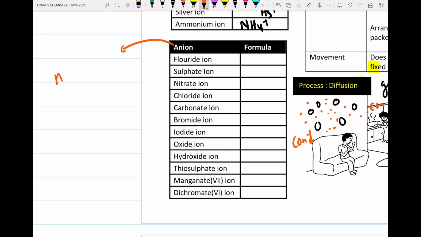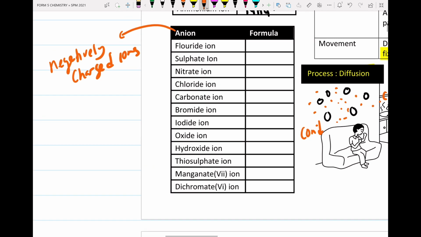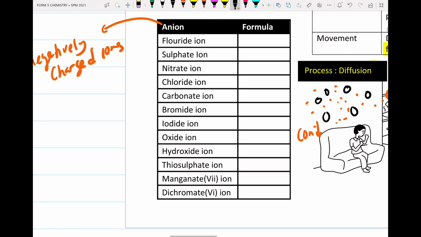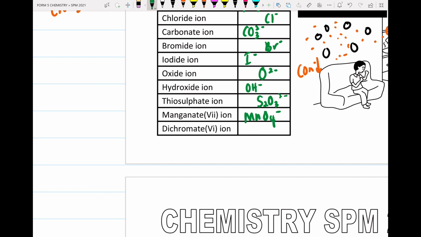Anion is known as negatively charged ions or negatively charged particles. So for these negatively charged particles or ions, we have a few ions that students must remember. Number one will be fluoride ion F negative, sulfate ion SO4 2 negative, nitrate ion NO3 negative, chloride ion Cl negative, carbonate ion CO3 2 negative, bromide ion Br negative, I negative, oxide ion O2 negative, hydroxide ion OH negative, thiosulfate ion will be S2O3 2 negative, manganate 7 ion MnO4 negative, dichromate 6 ion Cr2O7 2 negative.